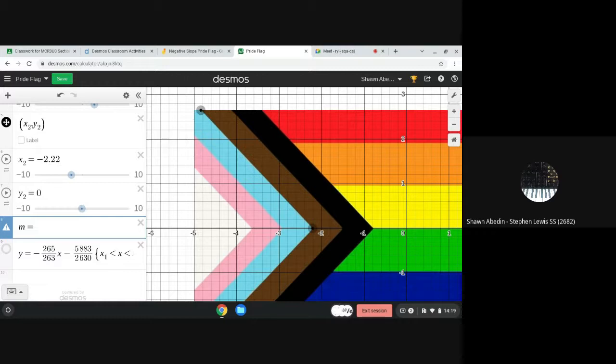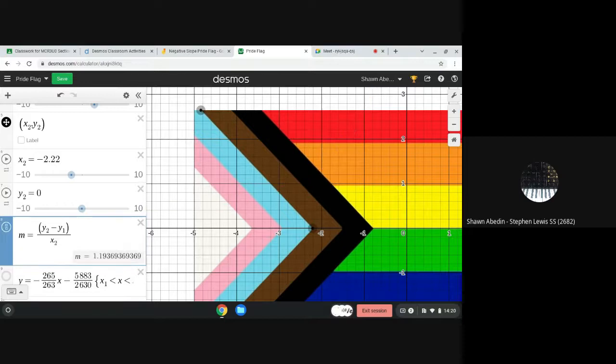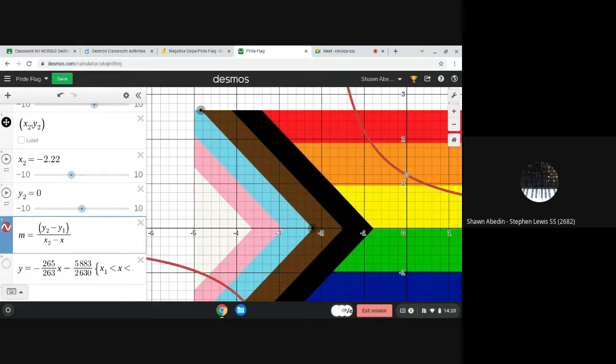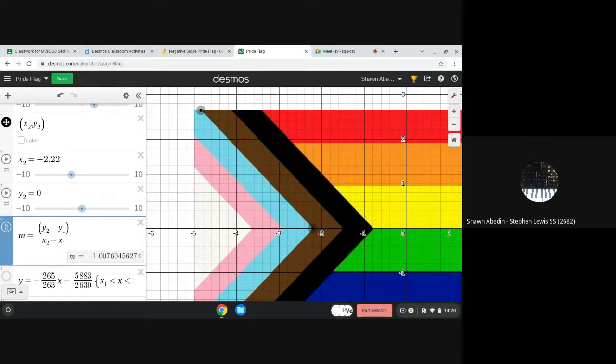And I can actually go y2, subtract y1. And I'm going to put a bracket around that, divided by x2, subtract x1. Now you'll notice it's a very long decimal. And you'll also notice that in my final equation, I don't use the decimal.